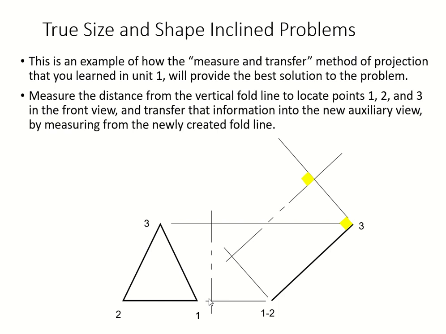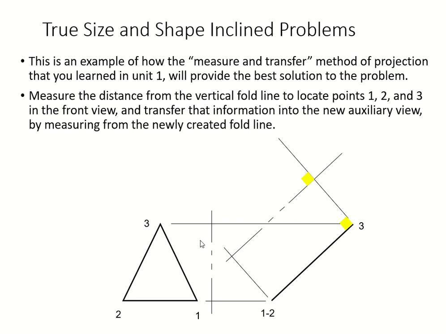So we will measure the distance from the vertical full line to locate the point. We have 1, 2, and 3 here, and numbers indicating these edges right there. Point here, point where they intersect. Then we're going to transfer that information onto the next auxiliary view, which is going to be your top view, because we've got the front and then the right side here.